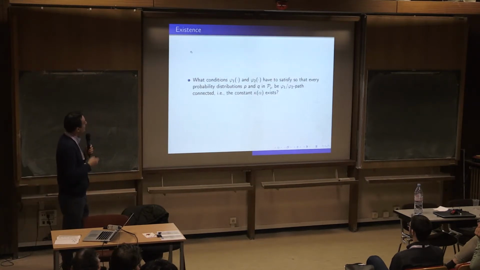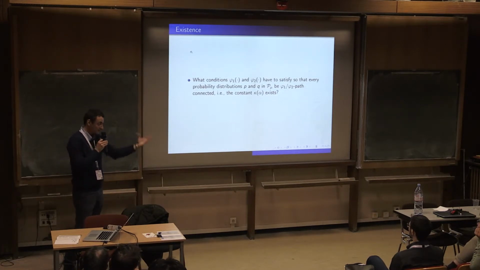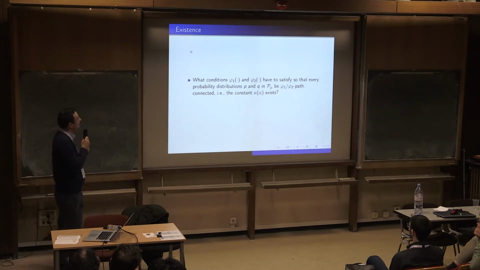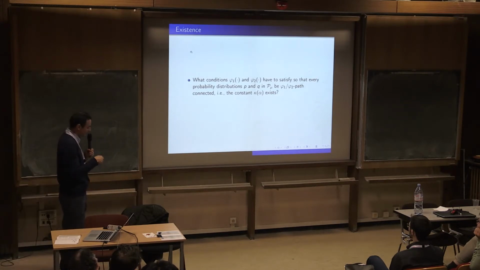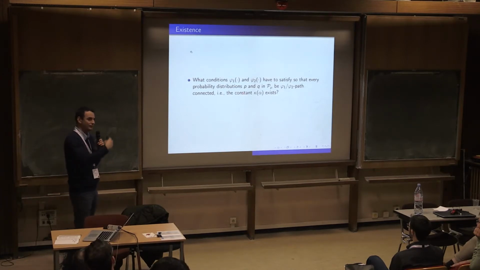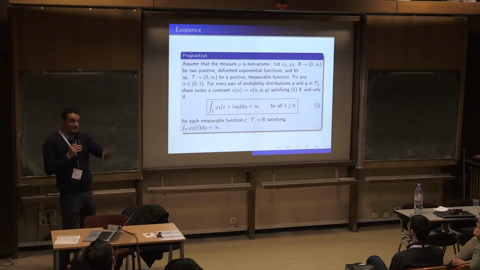Okay? But again, we are trying to connect different distributions, and we know that we can relate them regarding the divergence between those. So the motivation for that paper: what are the conditions for phi1 and phi2 that they need to satisfy in order that distributions P and Q could be phi path connected? Or, in another way of asking, is there any kappa of alpha that exists in order to perform that? So the answer is yes.